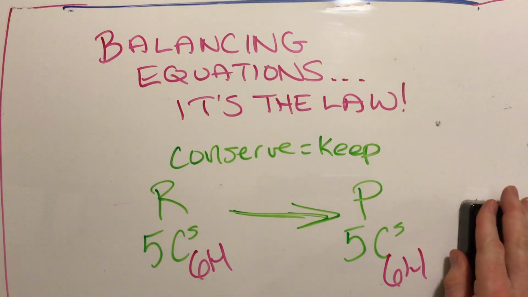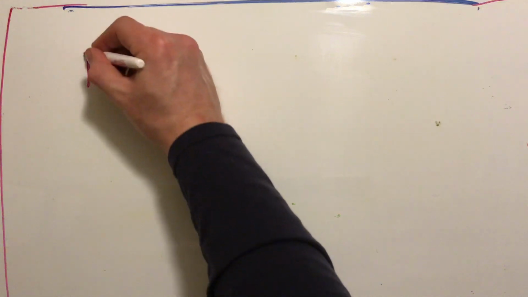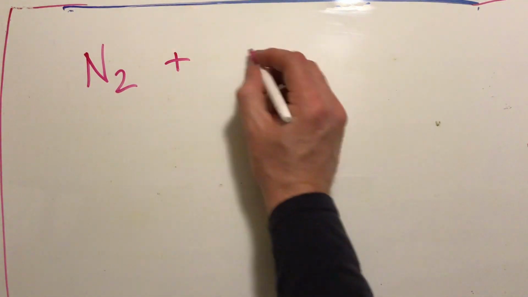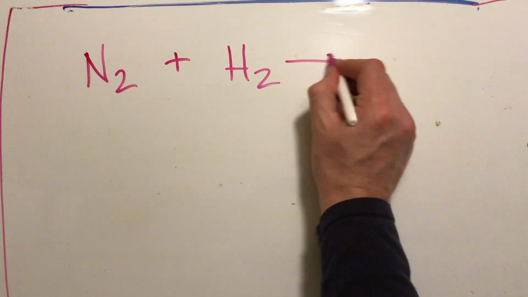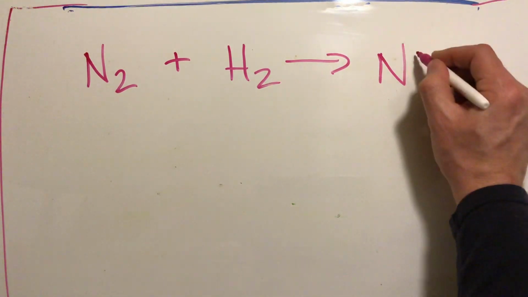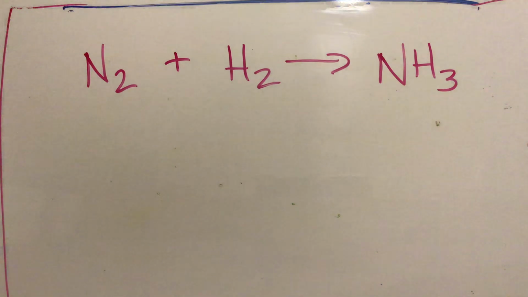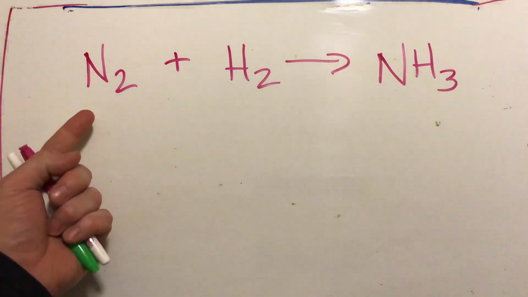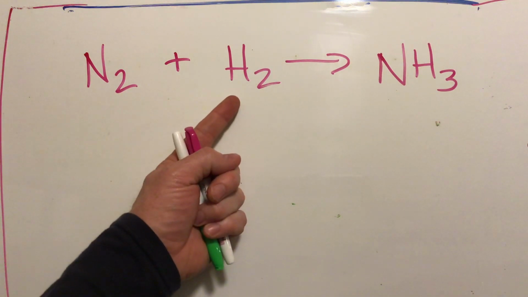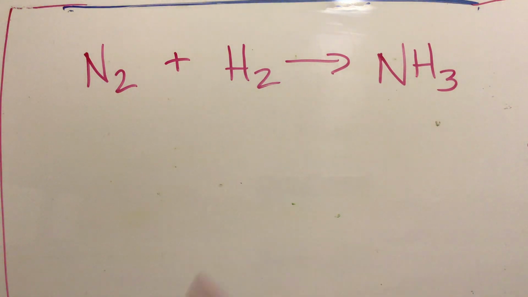All right, so let's do some examples. I've got some great examples here. Our first example, we'll do a nice easy one. What we'll do is we'll take nitrogen gas and hydrogen gas, and we'll combine those together to make ammonia. All right? So again, following the law of conservation of matter, here's a good skeleton equation. Nitrogen gas is N2, hydrogen gas is H2, and ammonia is NH3.